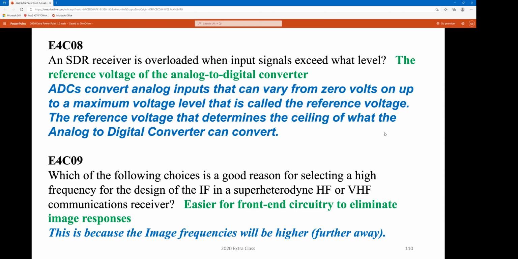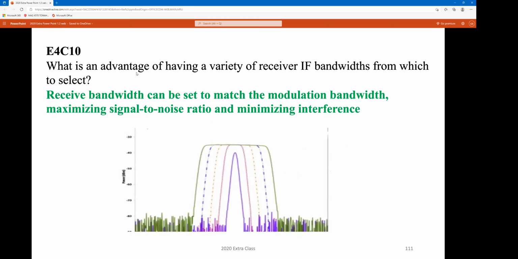Which of the following choices is a good reason for selecting a high frequency for the design of the intermediate frequency in a superheterodyne HF or VHF communications receiver? The answer is it's easier for front-end circuitry to eliminate image responses. What is an advantage of having a variety of receiver IF bandwidths from which to select? The receive bandwidth can be set to match the modulation bandwidth, maximizing SNR and minimizing interference.